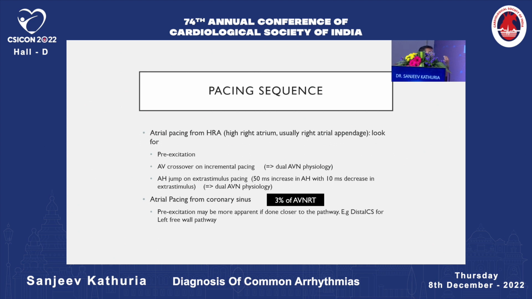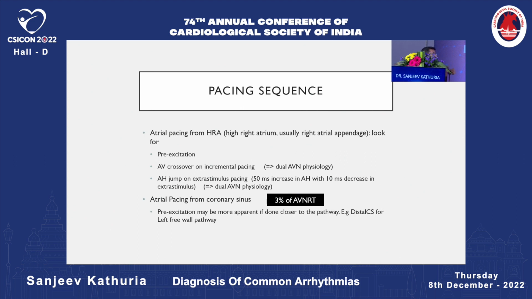You pace from the right HRA. You can appreciate pre-excitation per se. That means you're doing a pace and you are able to appreciate that the manifestation of pre-excitation which was not there can come up because now you have pre-excited the A so the impulse can reach the ventricle faster. You can have an AV crossover. That means your A gets so delayed in an AV node that you are able to appreciate that the first A is still giving rise to the V and the second A also comes.